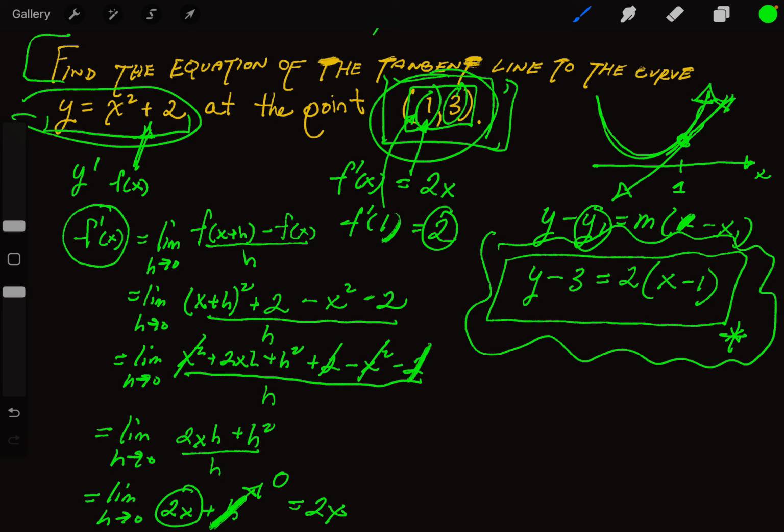Okay, I could have changed the point. I could have made it, I don't know, (2, 6), right? So when I plug in 2 for x, I get 4. 2 squared is 4, plus 2 is 6. So I could have found the slope there and then used that point, and I would have gotten the equation of the tangent line for that point. Okay.